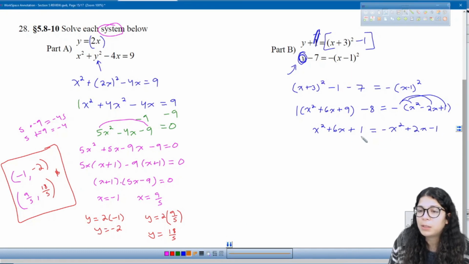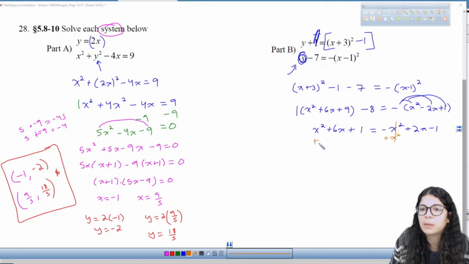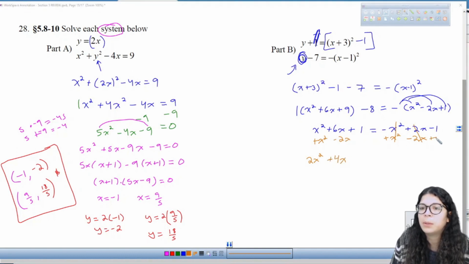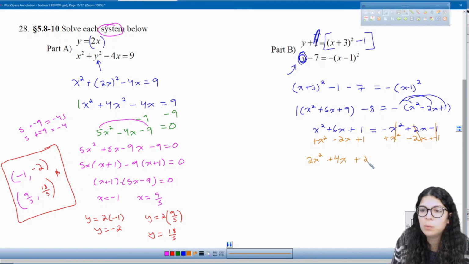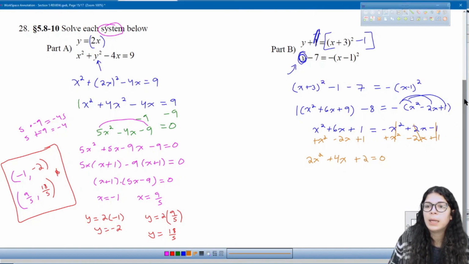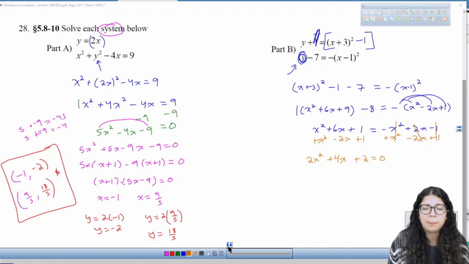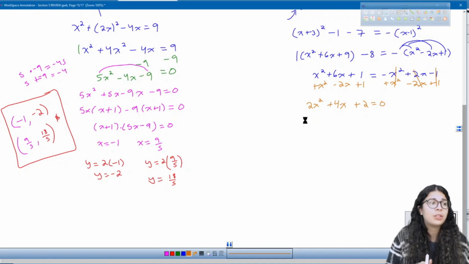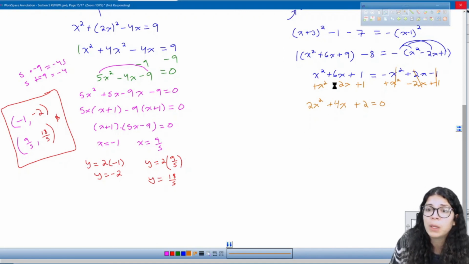Let's go ahead and get everything to one side to see what we got going on. So let's add x squared on both sides, which will give me x squared plus x squared is 2x squared. Then subtract 2x on both sides, which would give me 6x minus 2x is positive 4x. And then add 1 to both sides. 1 plus 1 is 2. And so then I could try to factor to solve this one, probably the best. So let's go ahead and factor out the GCF of 2 first, would make my life a little bit easier.